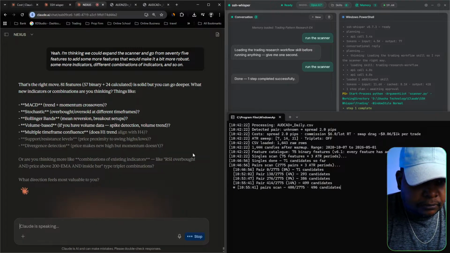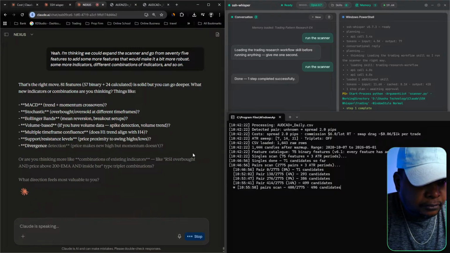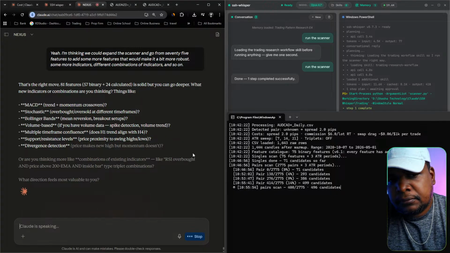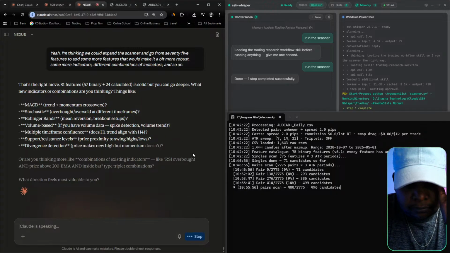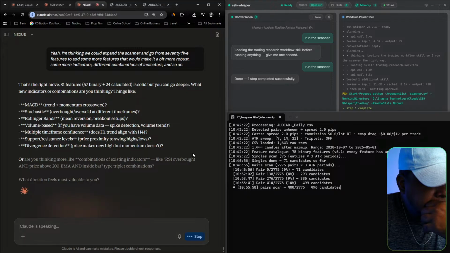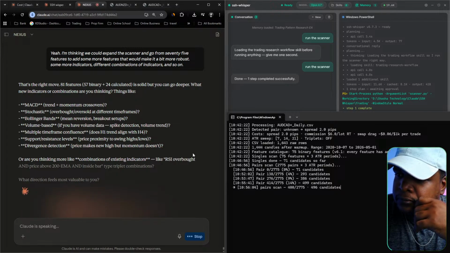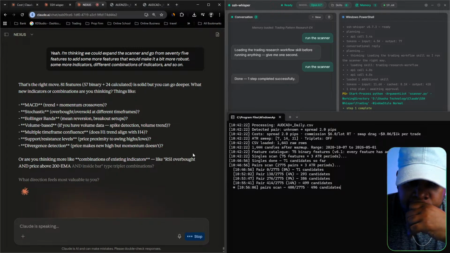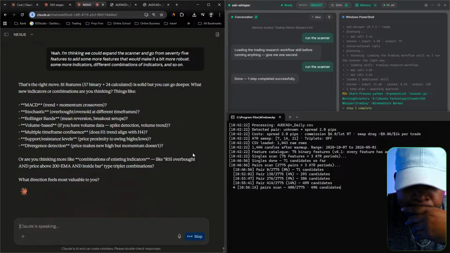Does H1 trend align with H4? Support, resistance levels, price proximity to swing highs, lows, divergence detection. Price makes a new high, but momentum doesn't. Or are you thinking more like combinations of existing indicators, like RSI overbought and price above 200 EMA, and inside bar type triplet combinations? What direction feels most valuable to you?